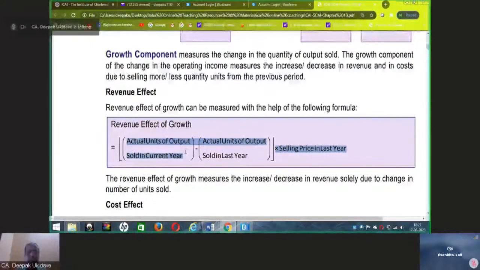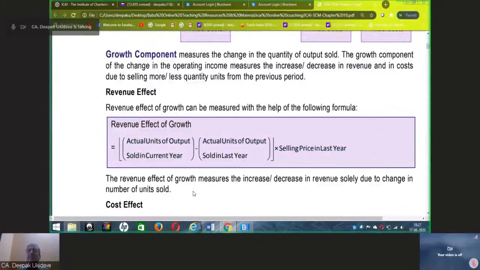That will give you, because we assume that there is an increase in the volume of output, so current year output is more than last year's output. So find out the difference in volume, multiply by selling price of last year, you get revenue effect of growth component. I think this formula is very simple to understand. So we can proceed with this.